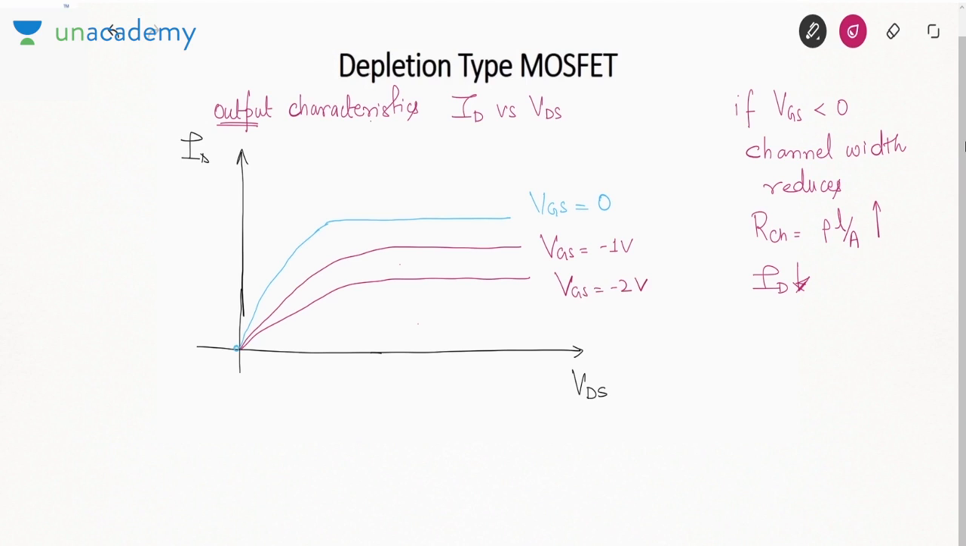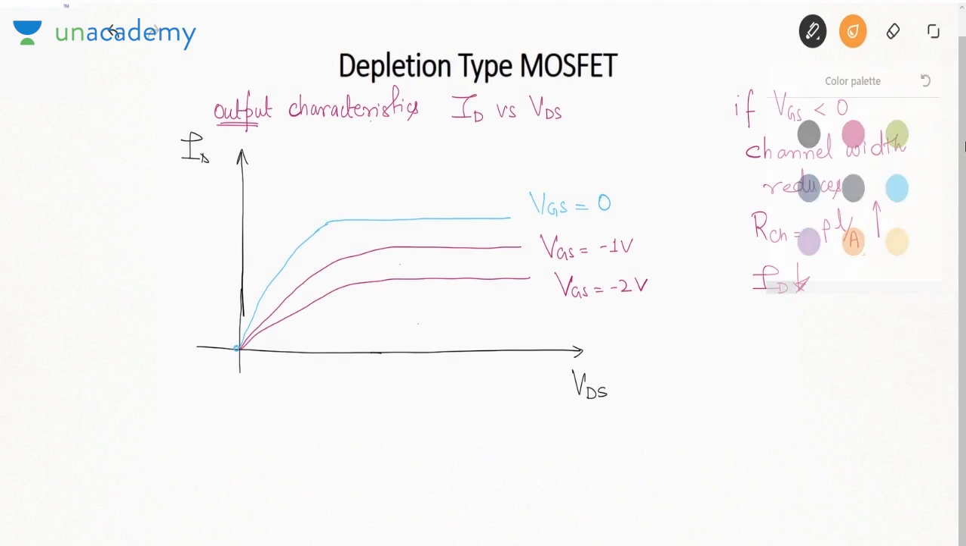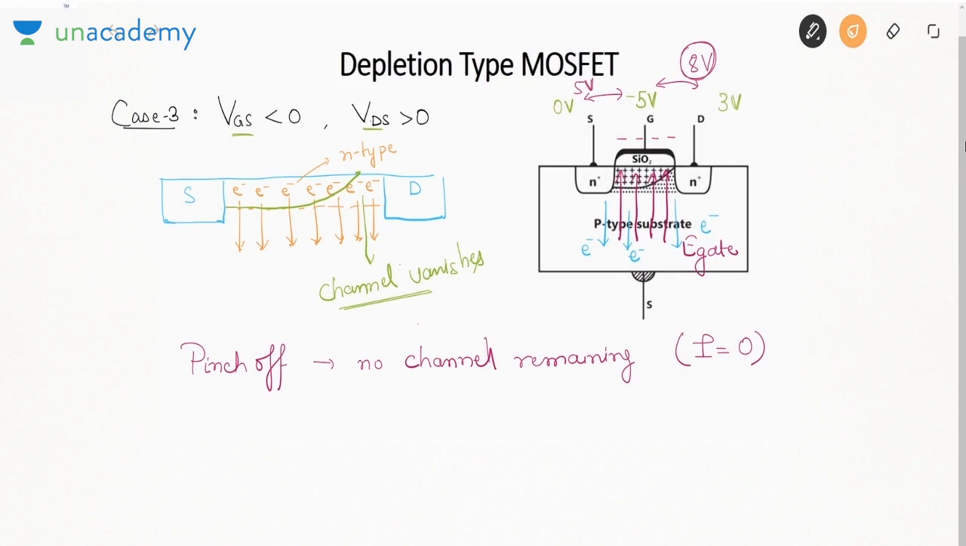Okay. So at a certain value of VGS, the entire channel will vanish, and that is called pinch off. In such a condition, the drain current would be 0. So here VGS is equal to the pinch off voltage, and this pinch off voltage is negative. Now suppose I apply positive voltage. What will happen in that case?